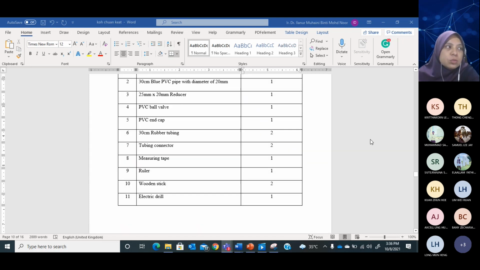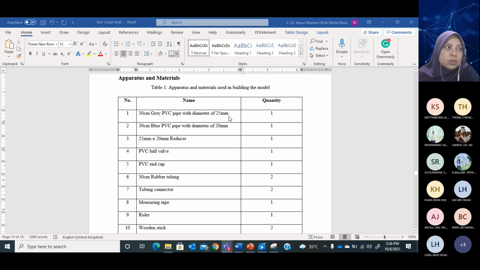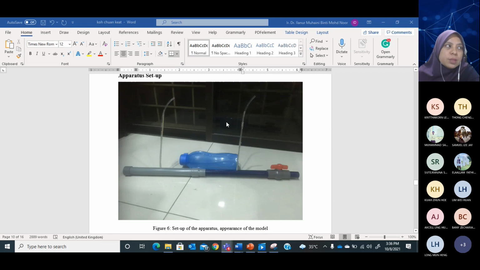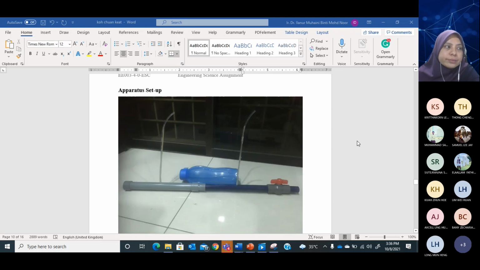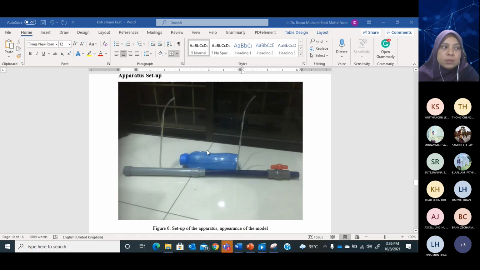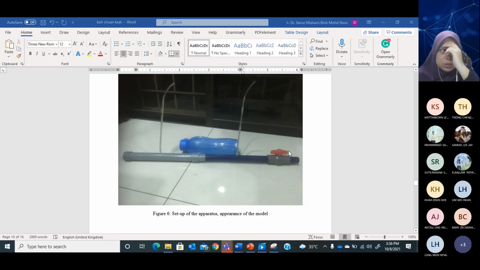Okay. So, apparatus used or material used in building the model is put. And then apparatus setup. Why is the bottle there? Just to make it stop, right? This thing will be rolling. But then, the problem is this pipe doesn't join to the real sink.